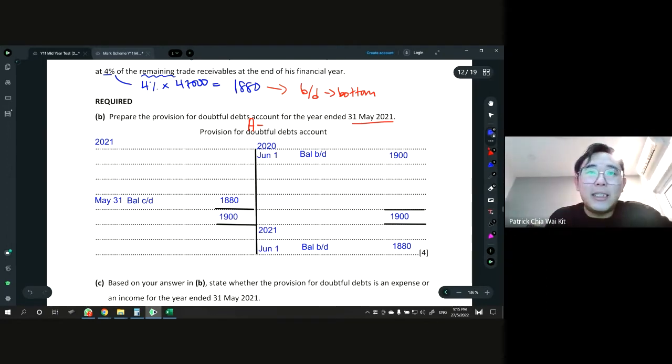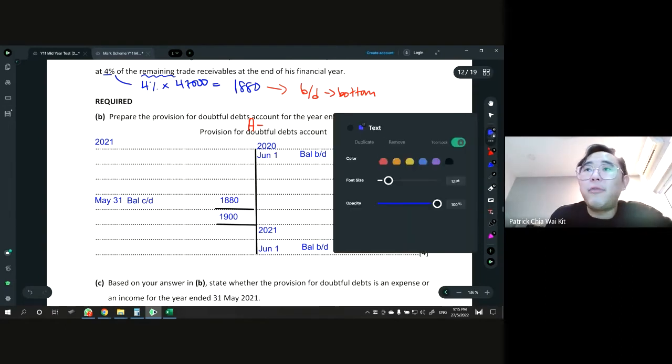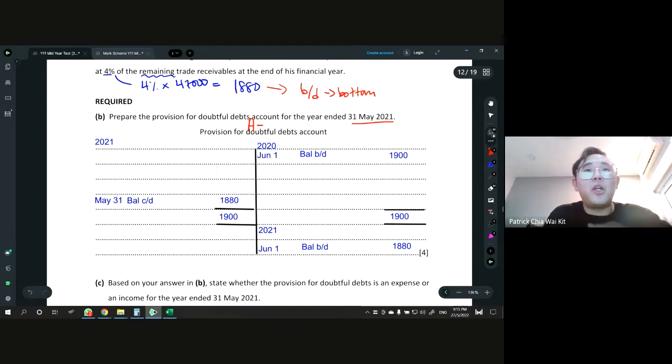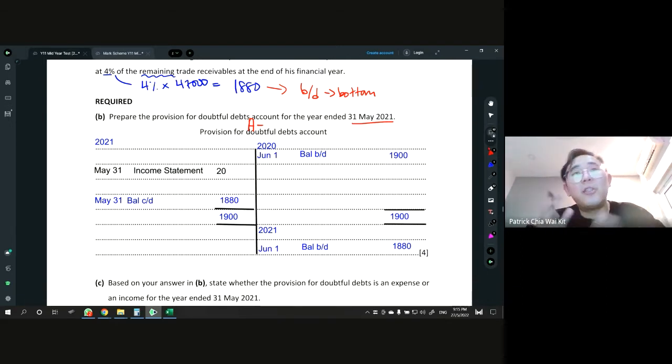So as you can see, our left hand side is short. Short of how much? It's short of 20. Let me change the color, I think better. So what is this $20? This $20 is income statement, IS. And the IS date is always also year end. That's how we do it. Just remember PFDD income statement is the last thing that we're going to find.